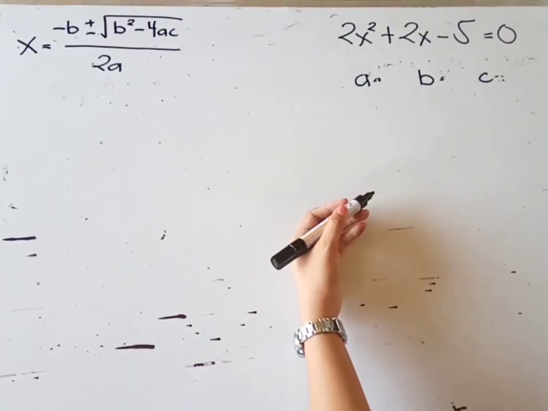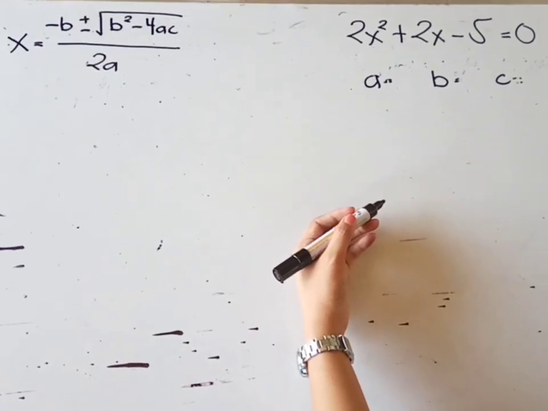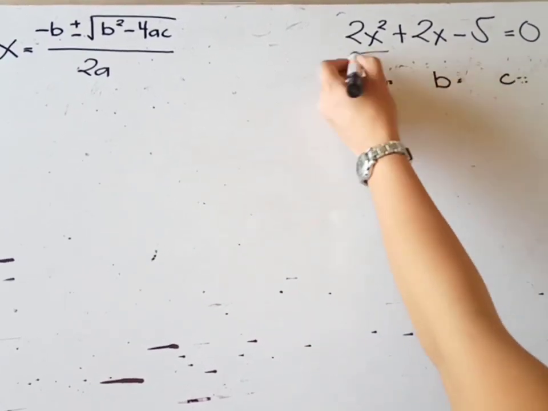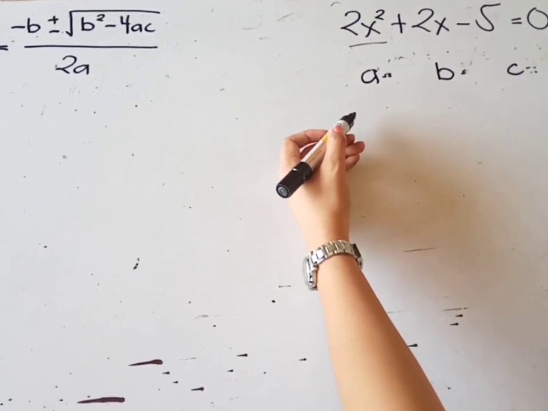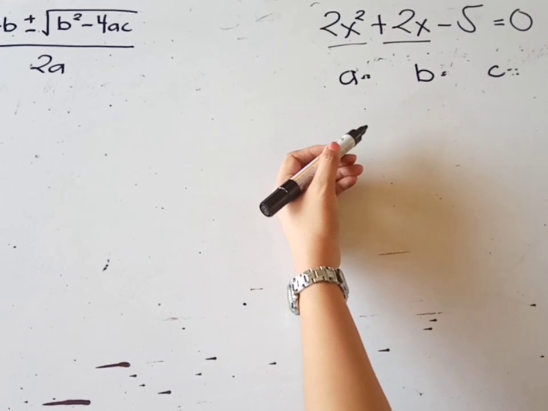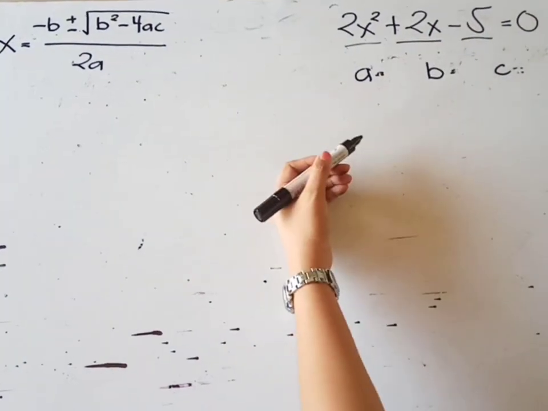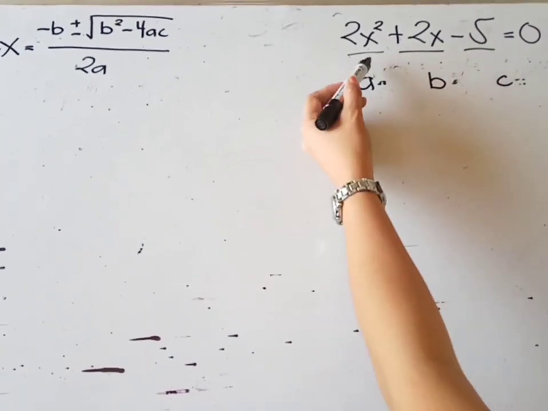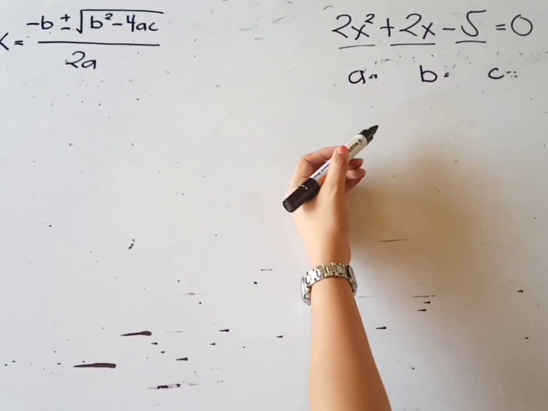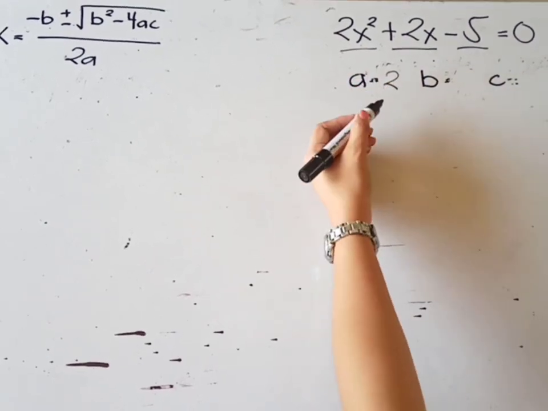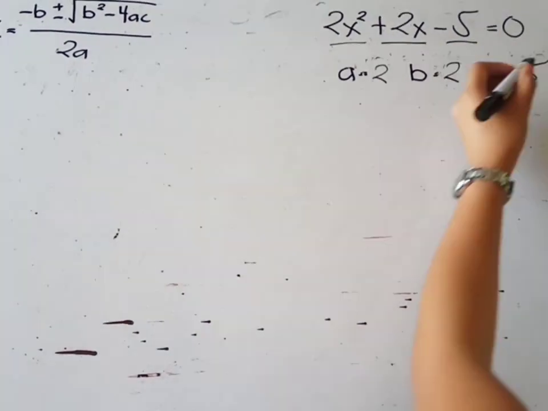The formula has three letters: a, b, and c. A is always the number in front of the x squared term. B is always the number in front of the x term, or the middle number. And c is always the number that is not touching an x term. In this example, we have 2x squared plus 2x minus 5 equals 0. Our a is 2, our b is 2, and our c is negative 5.